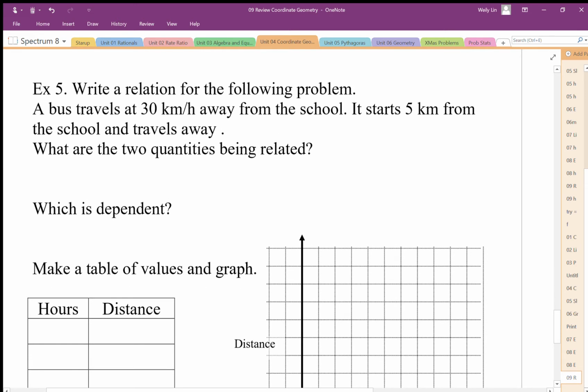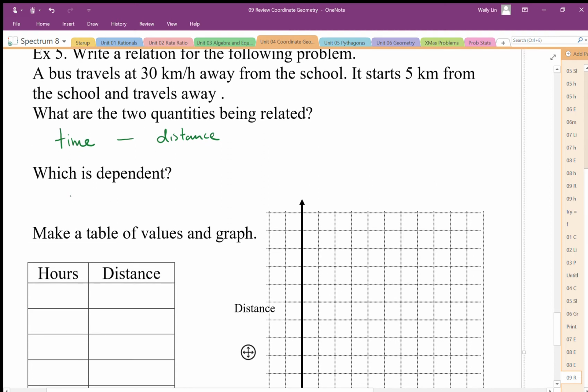So here's a word problem. And again, even in the word problems, we still need a rate and a starting point. Here I have a bus traveling at 30 kilometers an hour, and it starts at 5 kilometers from the school. So the quantities being related are time and distance from school. So which is the dependent? The dependent is distance.